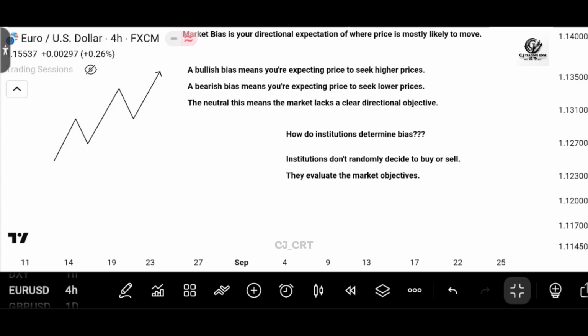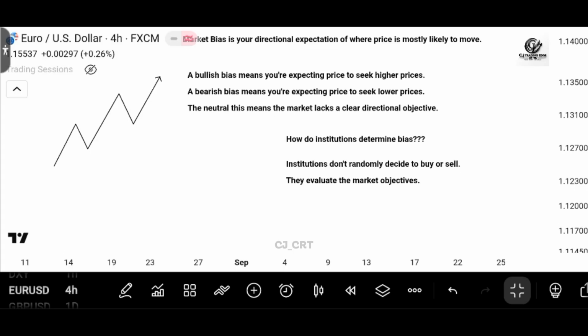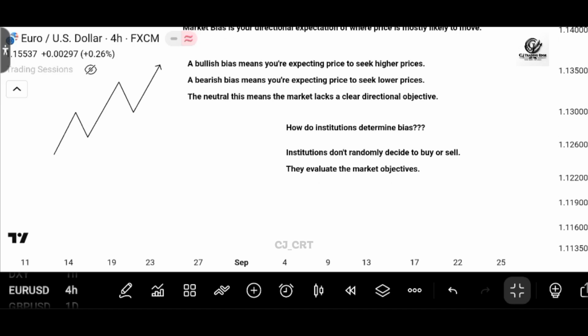Some of the things that help form bias include higher time frame market structure. Let's just continue, but you can get your pen and paper and write it down. I repeat, some of the things that help form bias include higher time frame market structure, where liquidity is resting, the current dealing range, price's position within that range, the next high probability liquidity objective, and whether the market is expanding or rebalancing. So these are the things that help form a bias.